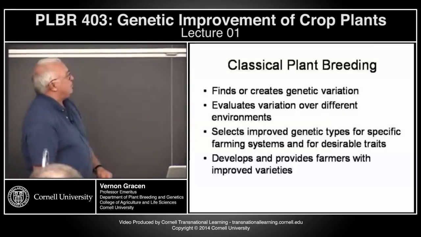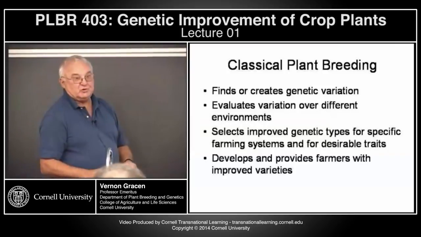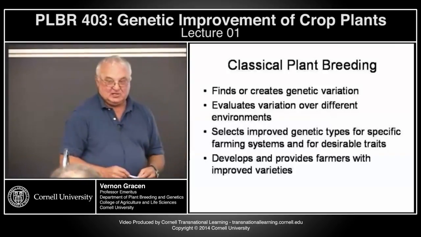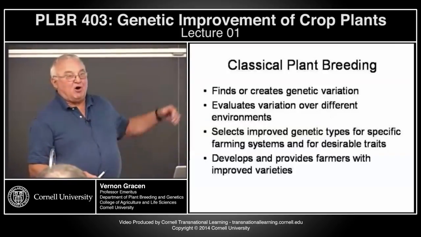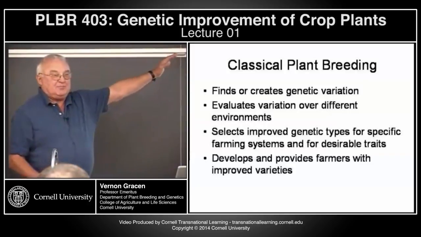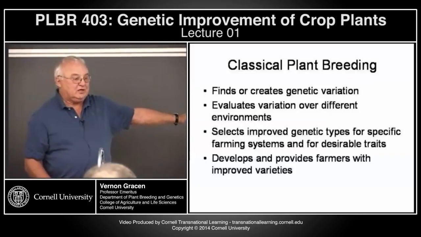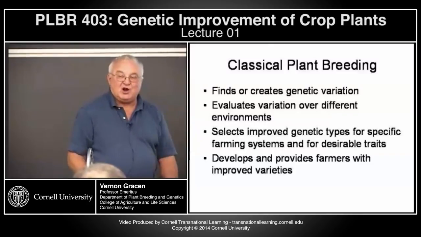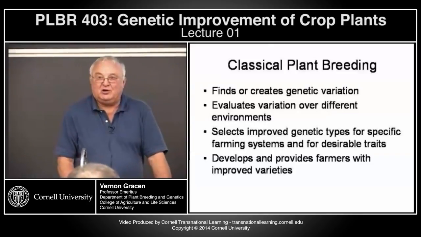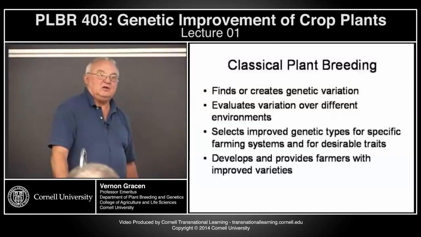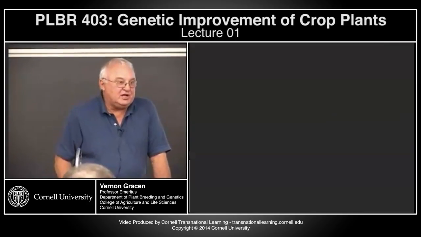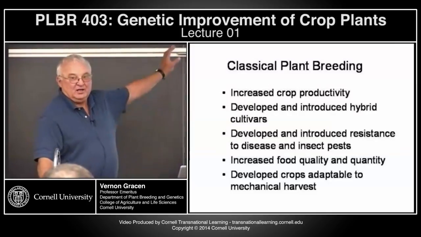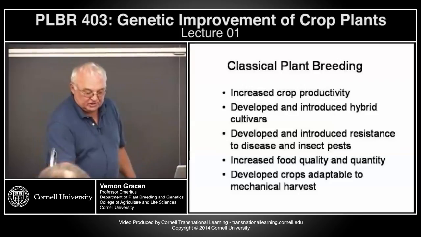Finally, the classical plant breeding develops and provides farmers with improved varieties. And we'll talk about all of these various steps and concepts in a lot more detail. In fact, starting with about a week's worth of review of the genetic principles that underlie this creation and selection of variation.